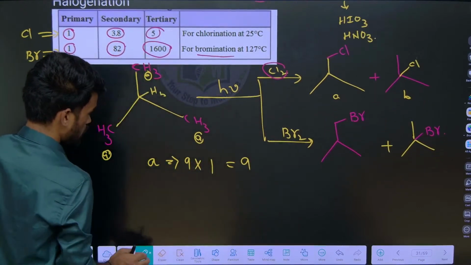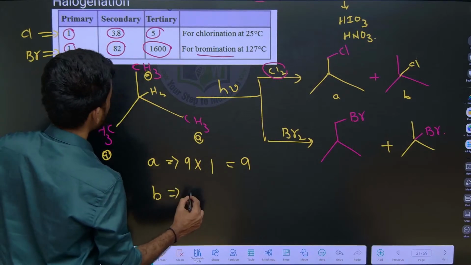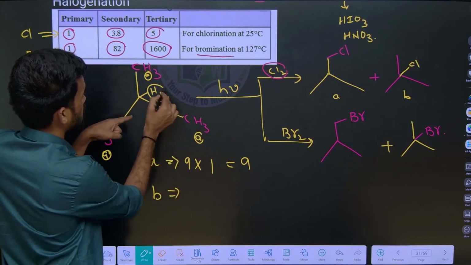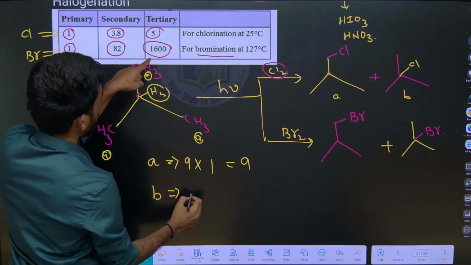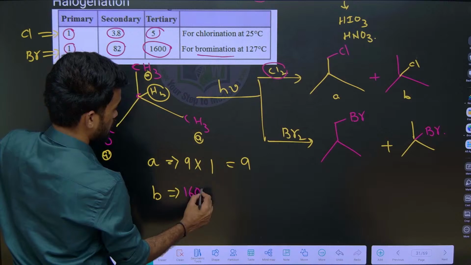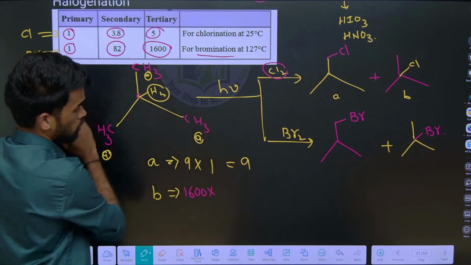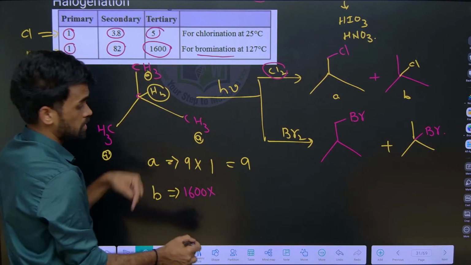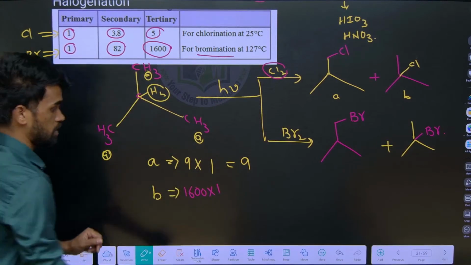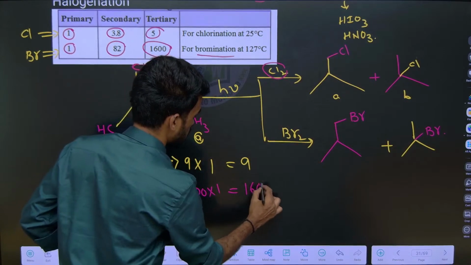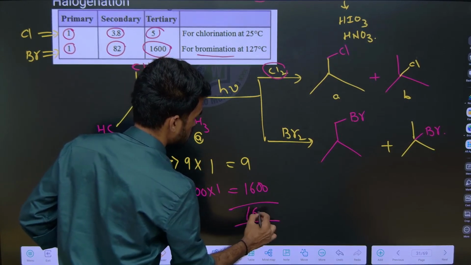And for B, what kind of hydrogen is this? This is a tertiary carbon. So for tertiary carbon, what is the selectivity? We have 1600 times. And how many hydrogens are there like that? Here we have only one. If there are 2, we have to multiply with 2. So it will be 1600. So overall it is 1609.